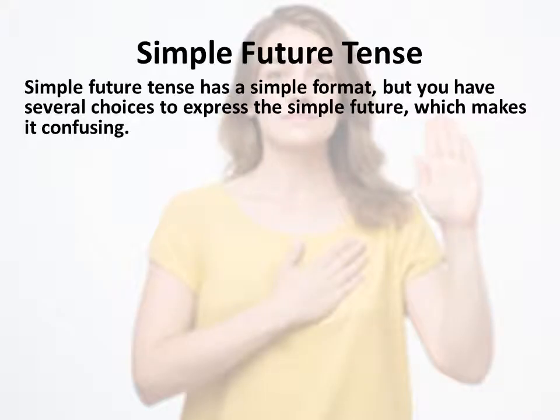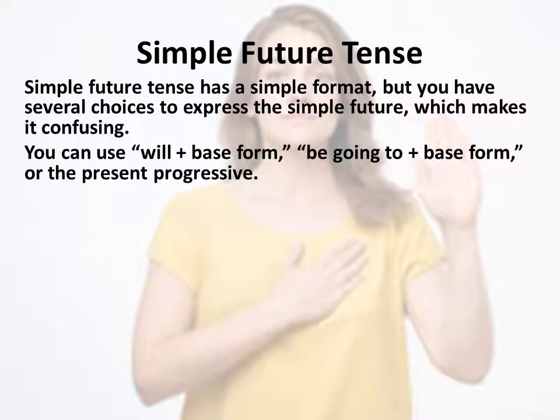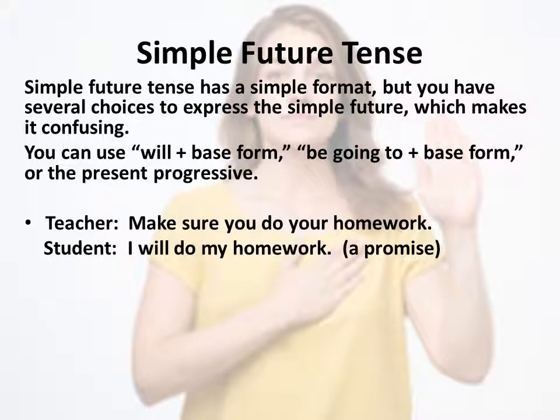And now we get to the future tenses. For the simple future tense, it also has a simple format, but you have several choices to express the simple future, which makes it a bit confusing. You can use will plus the base form, be going to plus the base form, or even the present progressive. So I can say, as a teacher, make sure you do your homework, and you would say, I will do my homework. The use of will means that you are promising.